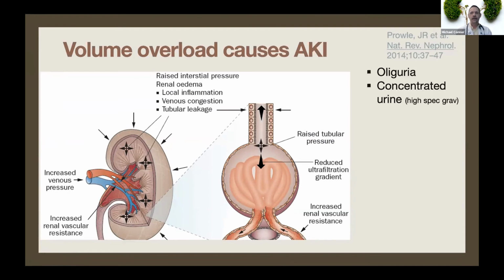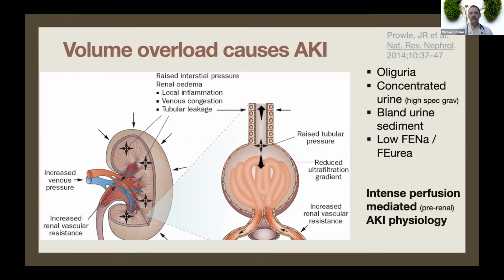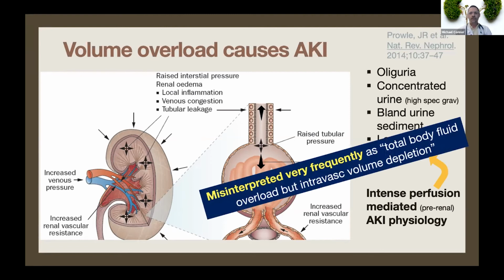This leads to oliguria, concentrated urine with a high specific gravity, a bland urine sediment, and if you care to check these sorts of things, a low FeNa and fractional excretion of urea. And so really, this is a very intense perfusion-mediated pre-renal acute kidney injury. The problem is that this very frequently gets misinterpreted as total body fluid overload with intravascular volume depletion. And people are saying, well, they're pre-renal, they must be intravascular volume depleted. That's why they look pre-renal. Let's give them some more fluid. But in reality, the problem here is venous hypertension that's causing this issue.